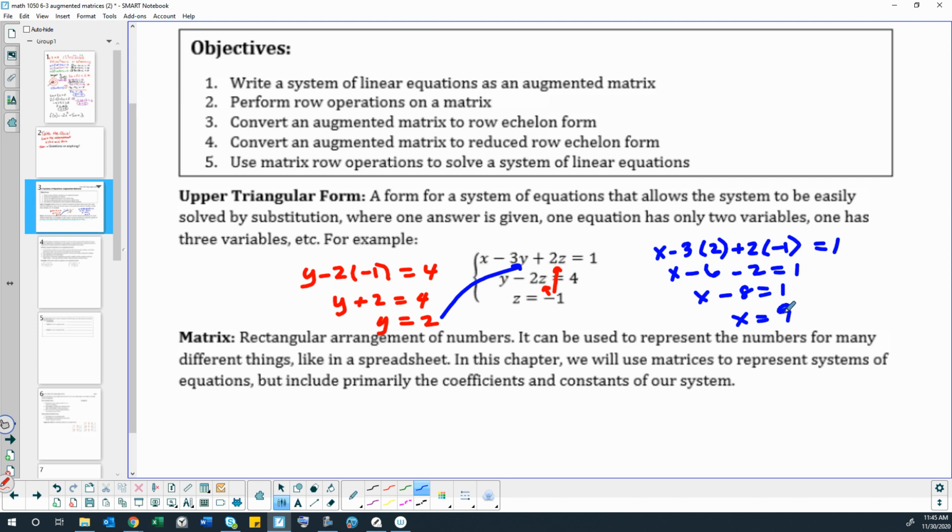So I have my solution to the system of equations as 9 for the x value, 2 for the y value, and negative 1 for the z value. And that is one set of solutions for the three variables. So see how upper triangular form is kind of cool because it makes it really easy to plug in and find everything. Once we have one answer, we can use it to find everything else.